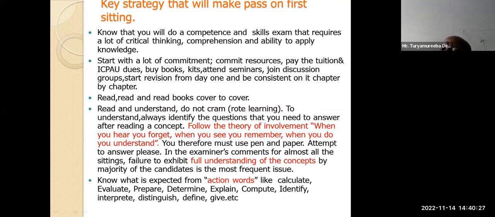To understand, always identify the questions that you need to answer after reading a concept. Some people want to go and read it, and when they finish it, they say, I have read this chapter. Before you even start reading, can you identify which questions you need to answer? So after reading that topic, after studying it, try to answer and see if you have understood or you still have gaps.